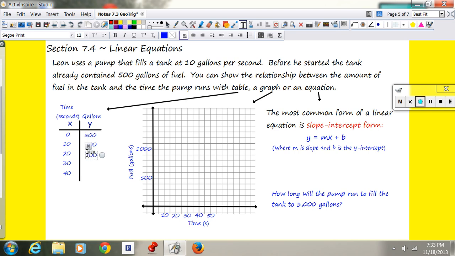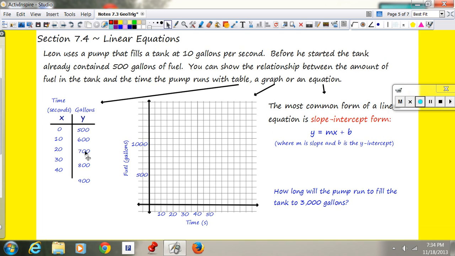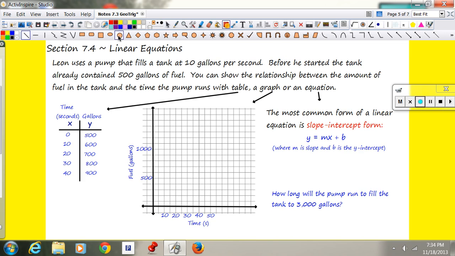So this would be 700. And we'd have 800. And we would have 900. So those are all points that we could graph. So let's draw those.